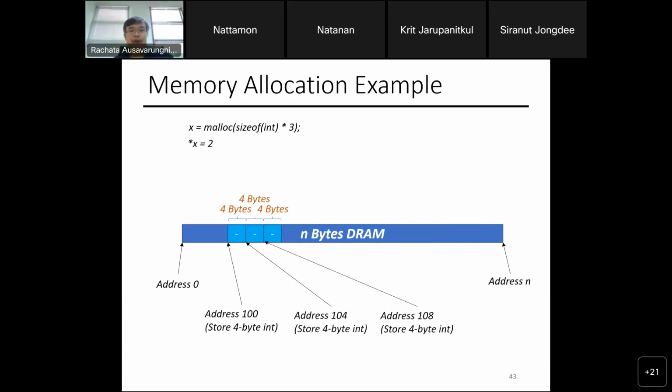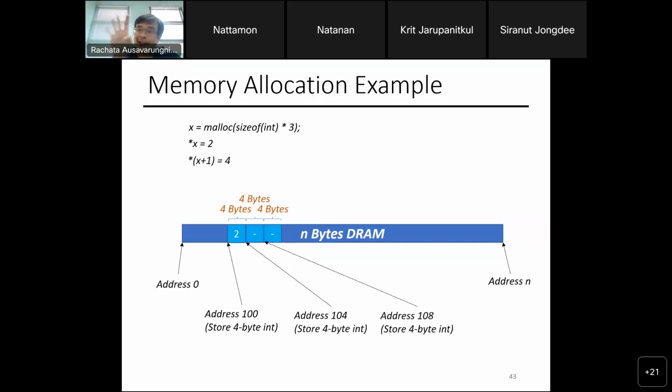Now let's say I do *x = 2. What will happen? If I do *x = 2, then you want to write the number 2 at location 100, because right now x has the address 100. So *x = 2 would write the number 2 in there. So what if I do *(x + 1) = 4? Can someone tell me what would happen?